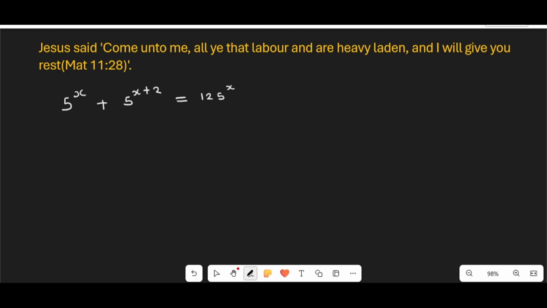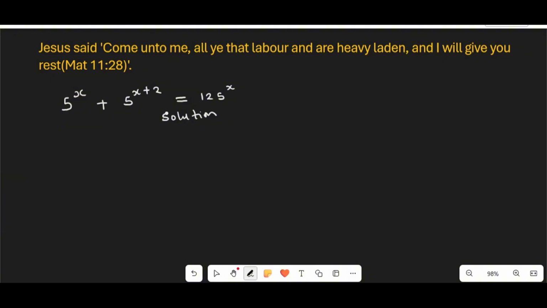Hi everyone, in this video we want to find the value of x that satisfies this equation. Solution. First, let us rewrite 5 raised to power x plus 2.